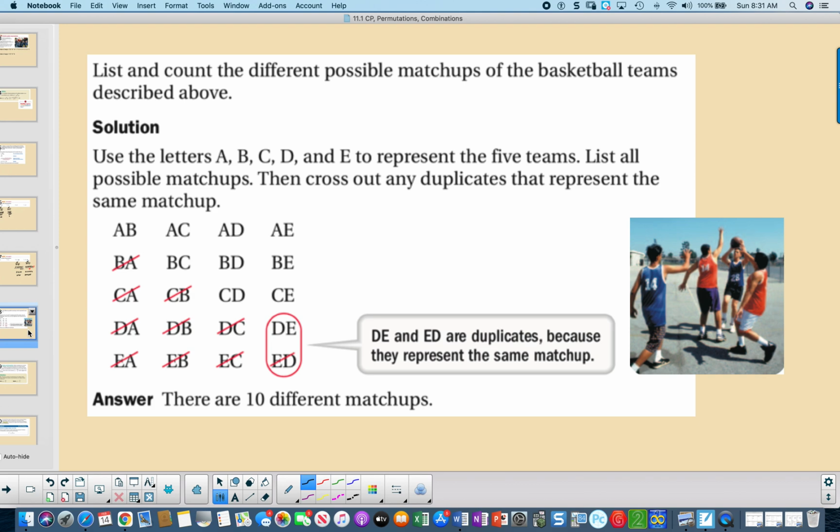I want you to notice that there are duplicates, because when A matches up with B, that's the same as B matching up with A. So all of the red strikes are the duplicate matchups. We don't really need them. So in the end, we only have 10 different matchups instead of the 20.